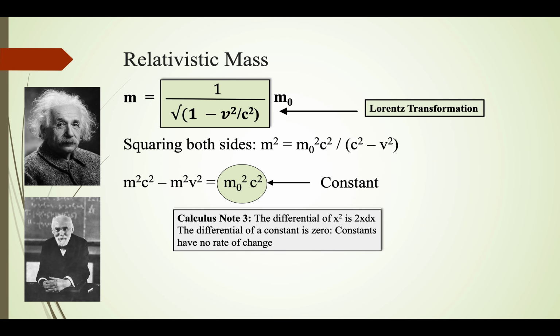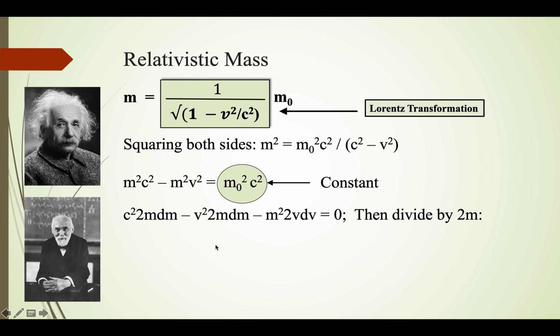Calculus note number 3. We want to talk about this time the differential of x squared. And the method is to put the exponent at the front, so it becomes 2x. And the differential of x squared is therefore 2x dx. And the differential of a constant is 0, and that's because constants have no rate of change.